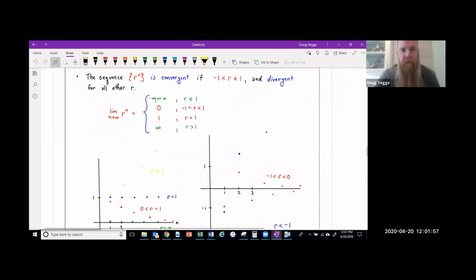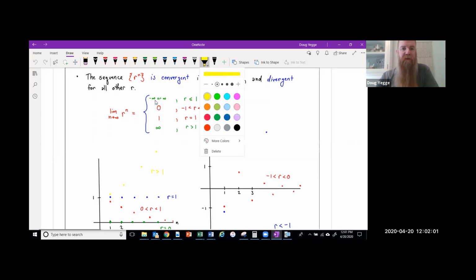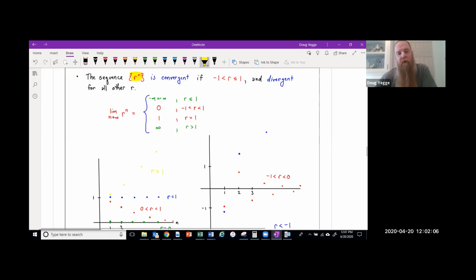So r to the power of n. Now we know that this right here is considered a geometric sequence. And we want to see why it's convergent. It's convergent if the r value is between -1 and 1, but it's divergent everywhere else. So I kind of want to look at this sequence a little bit closer here. And I'd like to realize that if r is bigger than 1, maybe like 2, then let's think about 2 to the power of n.